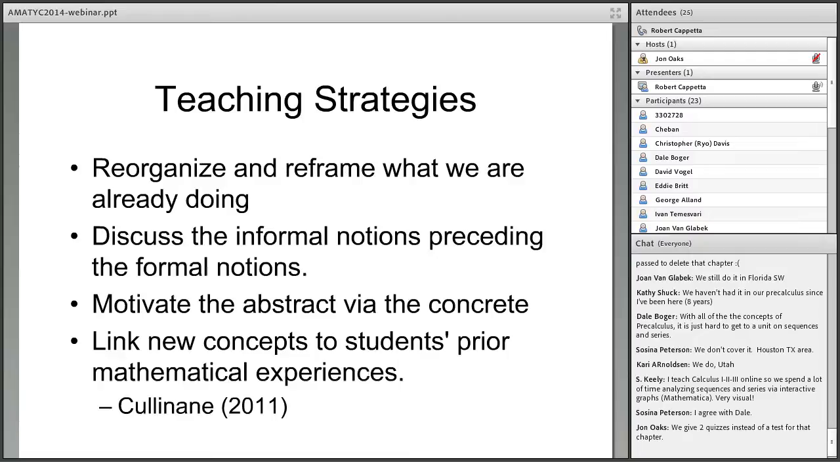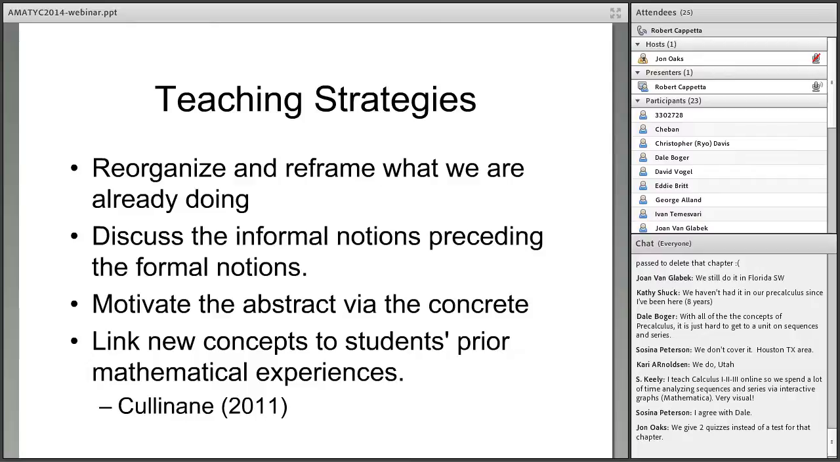I think it's important to, well, this is what Colonnade says, reorganize and reframe what we're already doing. Discuss informal notions preceding the formal notions. When I was an undergraduate, the formal notions were always first. Here is the formal definition of continuity. Here is the formal definition of limit. Here is the formal definition of a convergent series.